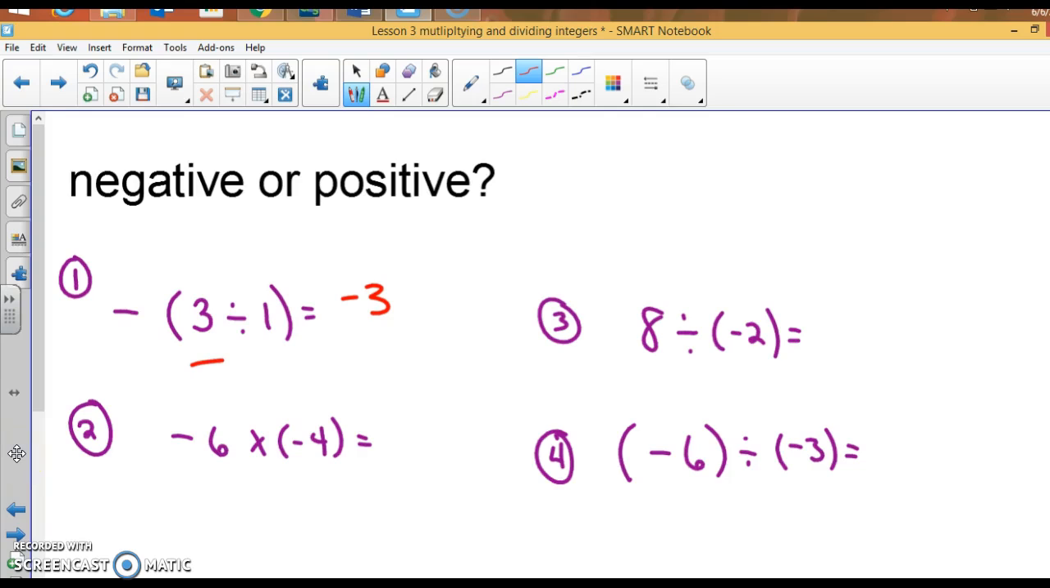-6 times -4. We're going to learn about this today, but when the signs are the same, the answer is positive. So this will be positive. 8 divided by -2. The signs are different, so it's going to be negative. -6 divided by -3. The signs are the same, so it's going to be positive.